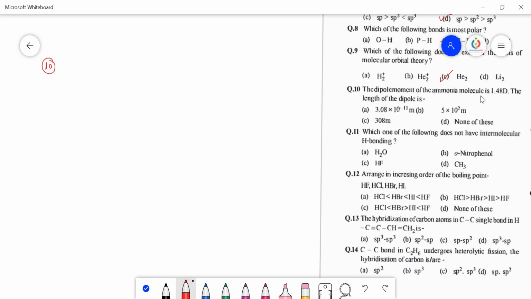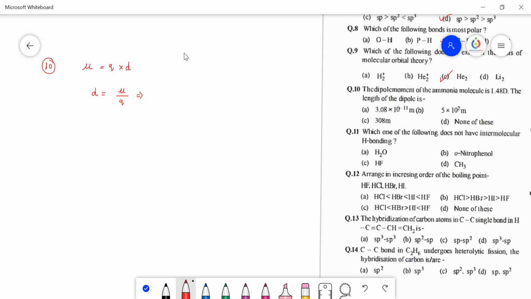The dipole moment of the ammonia molecule is 1.48 debye units. The length of the dipole is asked. First of all, we must know the formula of the dipole moment. Mu equals Q into d, where Q is the quantity of the charge, generally the electronic charge, and d means distance, that is the length of the dipole. So here we need to calculate the d value. So d equals mu by Q. The Q value is always in coulombs, but here the mu value is in debye units, so the debye units are to be converted into coulomb meter.